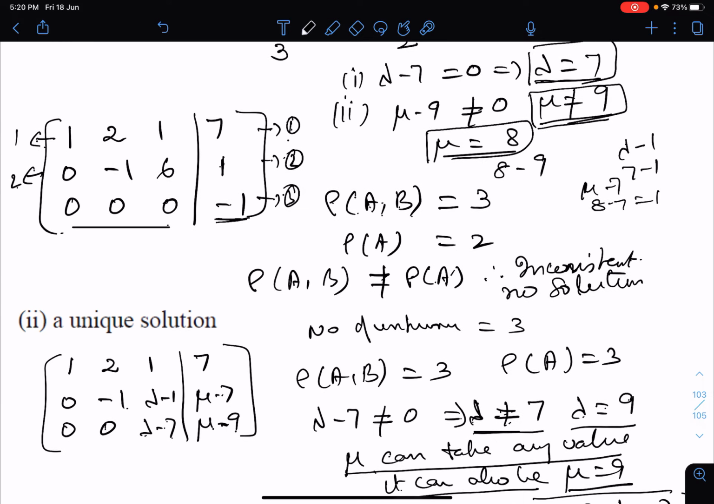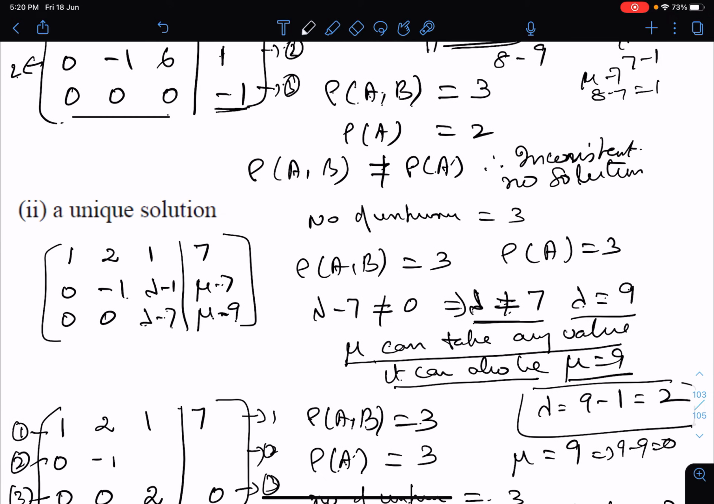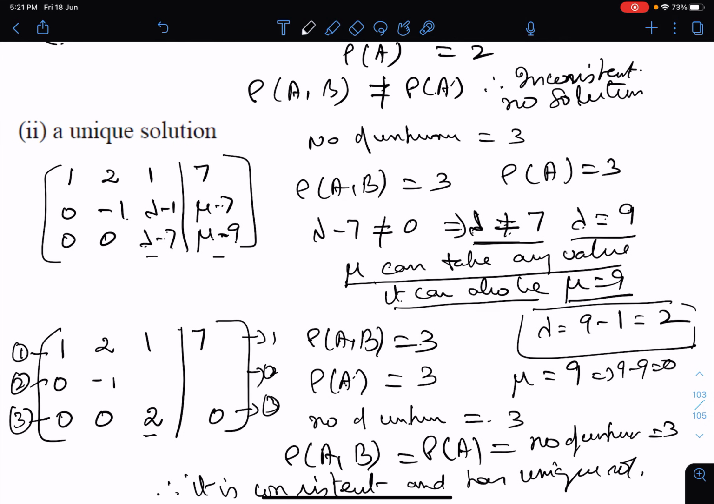Okay, now coming to our second one, unique solution. Unique solution condition, we know that rank of AB should be equal to rank of A should be equal to number of unknown. That is our condition. So according to that, here also you should get some value, here also you should get some value, then only you will get 3 non-zero rows on both the sides. Okay, so here I am getting lambda minus 7 not equal to 0.